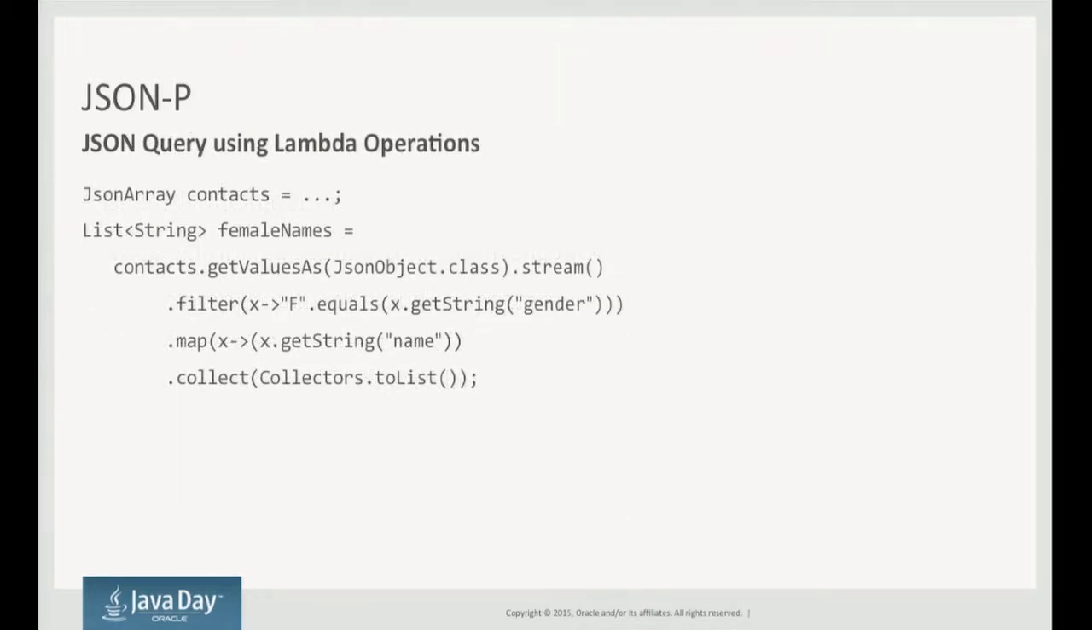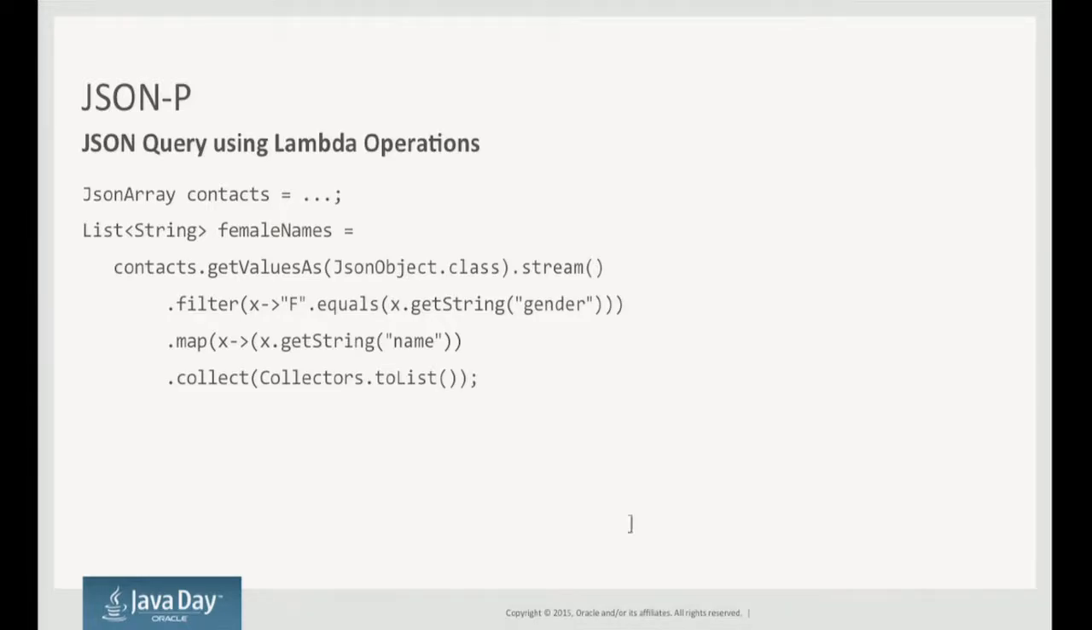Another aspect is leveraging what Java SE8 has to offer. So a JSON object is itself a map, and a JSON array is a list. It seems natural that we should be able to query over these using the lambdas that were introduced in Java SE8. So this example takes the contacts that we just saw. It's filtering over those that are female, and then it's extracting their names as a list of strings. But notice, with this list of strings, we've now left the JSON world.